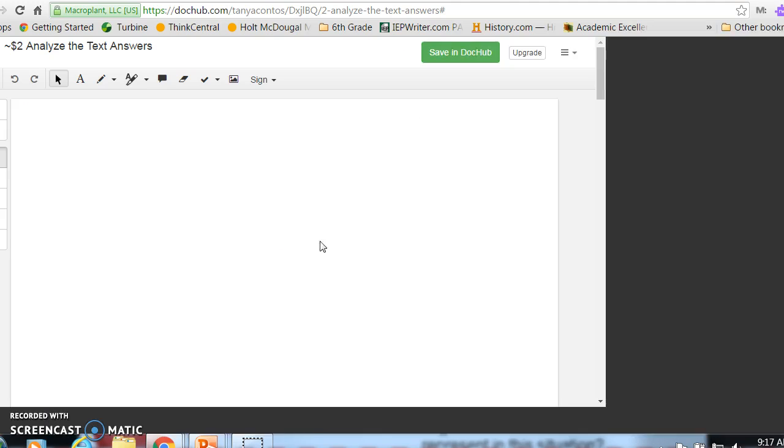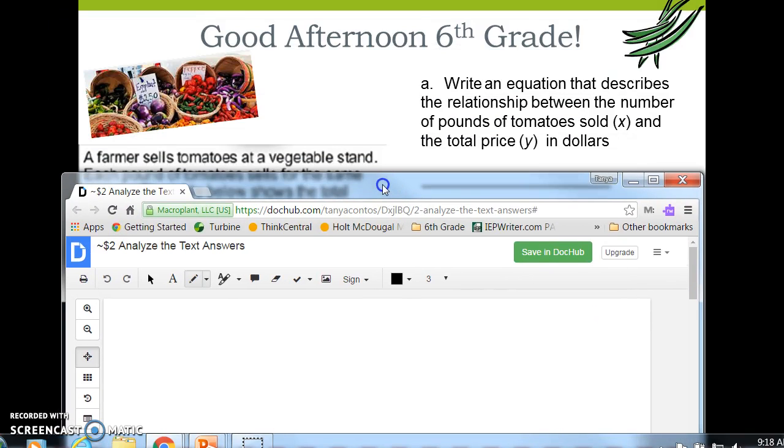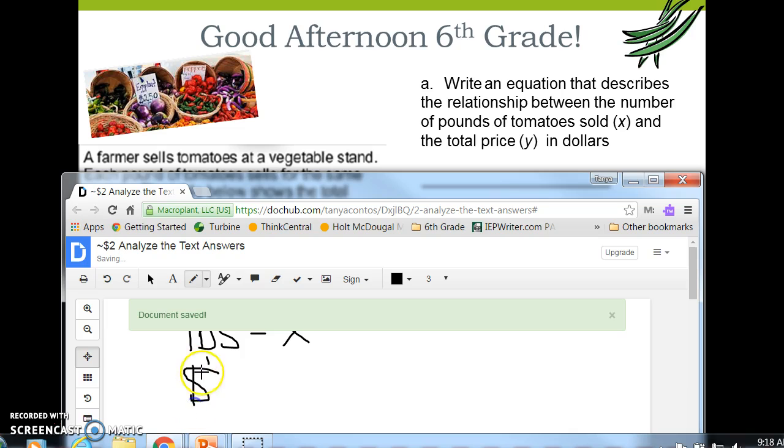All right, so I'm going to pull up this blank document here just so we can write on it. So going back to the question, it said to write an equation that describes the relationship between the number of pounds of tomatoes sold. So that means that pounds is going to be our X, and our price, I'm just going to write a little $ sign here, is going to be our Y.